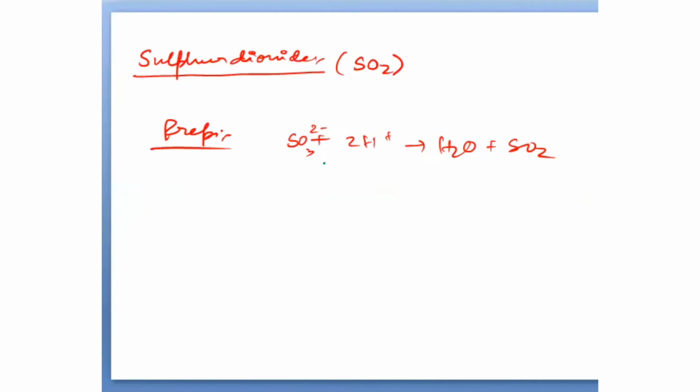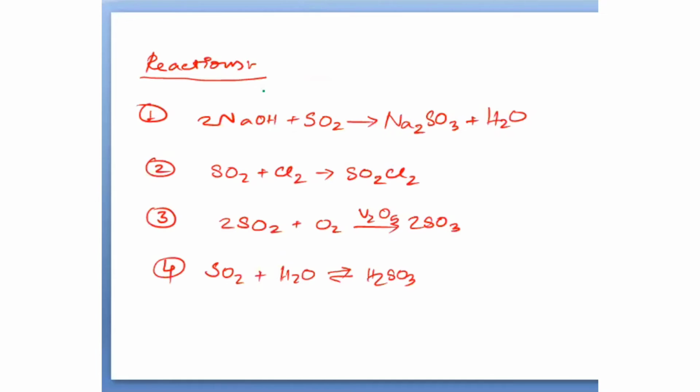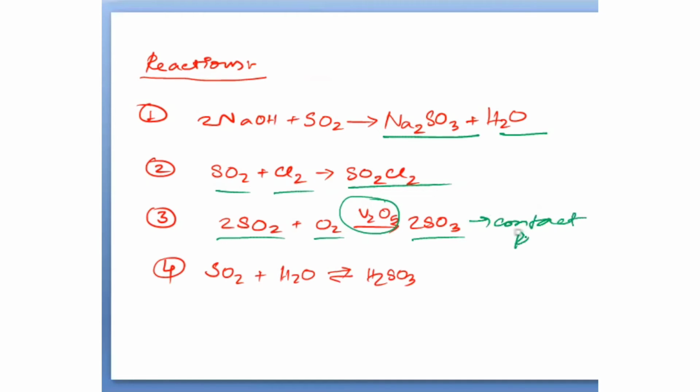Next is our sulfur dioxide, SO2. Its preparation reaction is shown here. SO3 2- plus 2H+ gives us H2O plus SO2. Next are the reactions. 2NaOH plus SO2 gives us Na2SO3 plus H2O. SO2 plus Cl2 gives us SO2Cl2, and next is 2SO2 plus O2, with V2O5 as catalyst, gives us 2SO3. It is also called the contact process. We are going to read it in the preparation of sulfuric acid, so it is also a very important reaction here. Next is SO2 plus H2O gives us H2SO3.